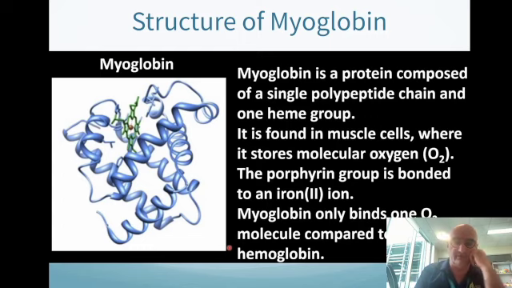Here's the structure, myoglobin. Will you ever have to draw that? No. Is it in your data booklet? I think it is. If it's not, they'll give it to you. Never going to ask you to do that. One heme group is in the muscle cells, and it stores your oxygen.